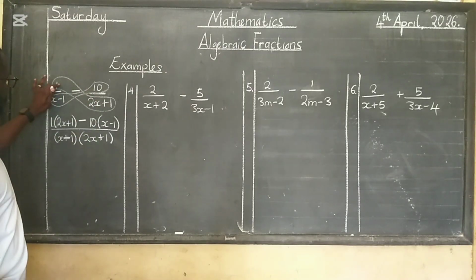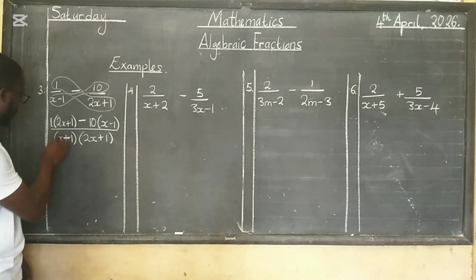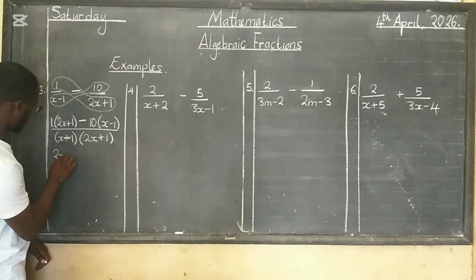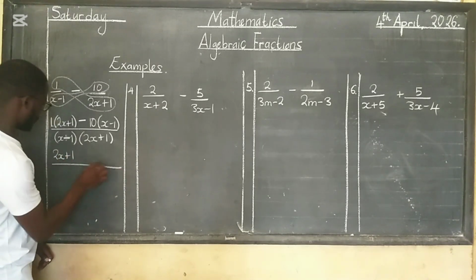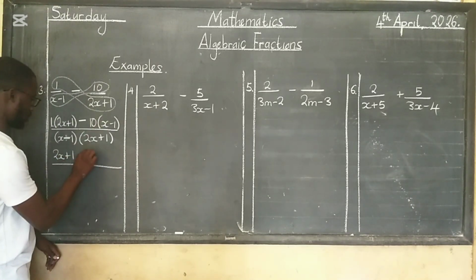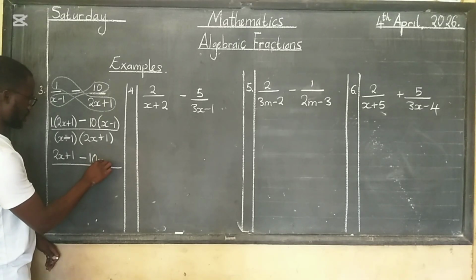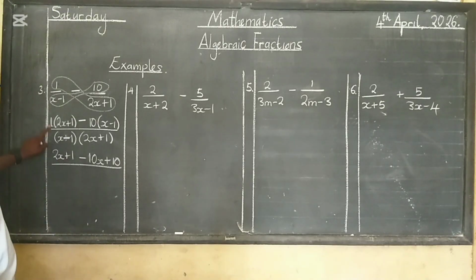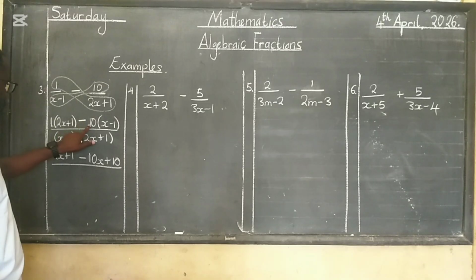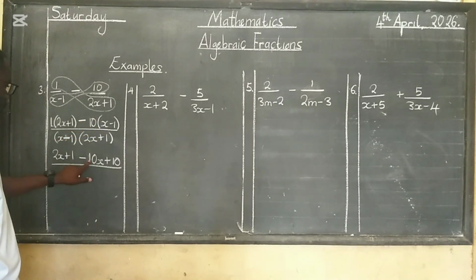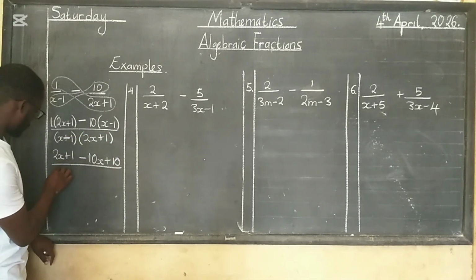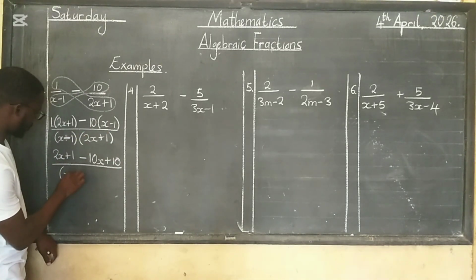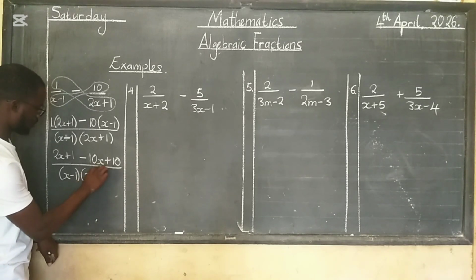So you just get this times this, that times that. Then here, this times this is going to be 2x plus 1 minus this times this, 10x, then that will be plus 10. What have I done here? 1 times 2x, 2x. 1 times 1, 1. Then negative 10 times x, negative 10x. Negative times negative, positive 10 times 1, 10. And at the bottom, x minus 1, 2x plus 1.